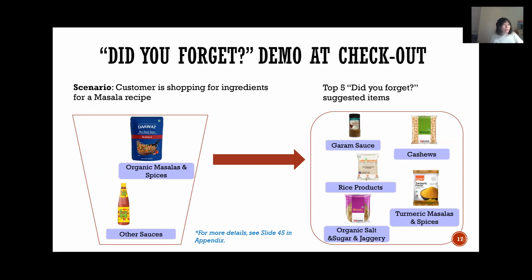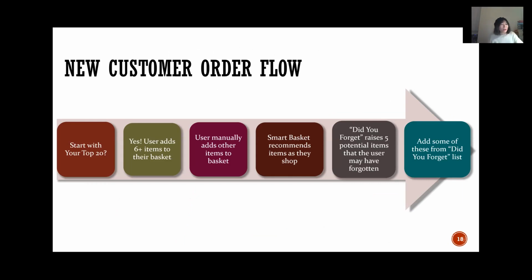At the checkout, the Did You Forget engine is activated. It scans the content of the basket and, based on the scanned content, produces a list of 5 items that the customer most likely forgets. This gives the customer the opportunity to add items from the Did You Forget list into the basket before the customer proceeds to payment.